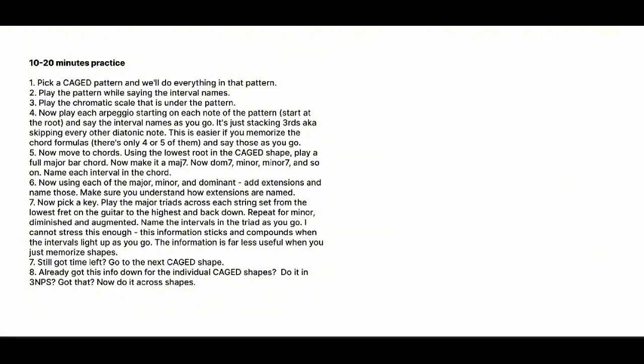I cannot stress this enough. This information sticks and compounds when the intervals light up on the neck. The information is far less useful when you just memorize shapes. If you still got time left, go to the next CAGED shape. Do it again. If you've got all this info down, start trying to do it with the 3-note per string method. And just keep making up other ways to do it and to make this knowledge go deeper.